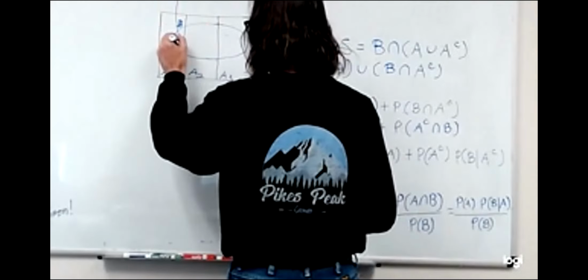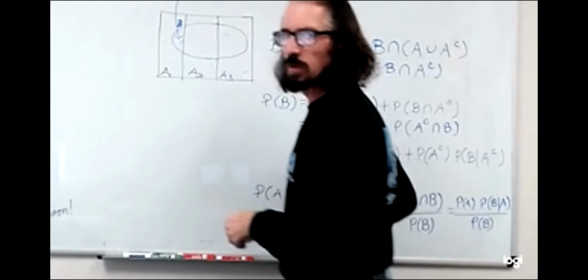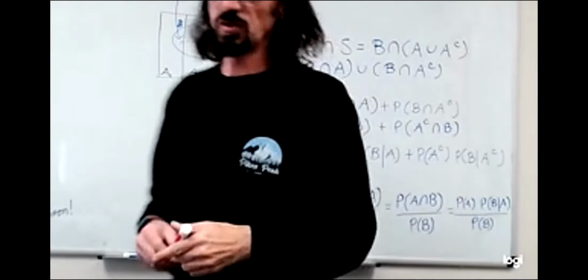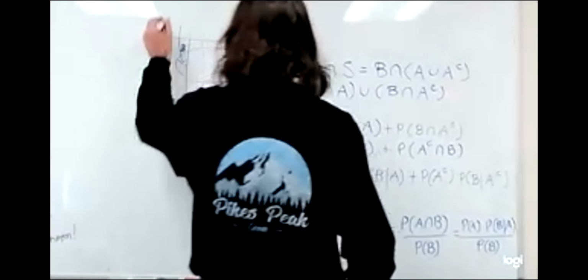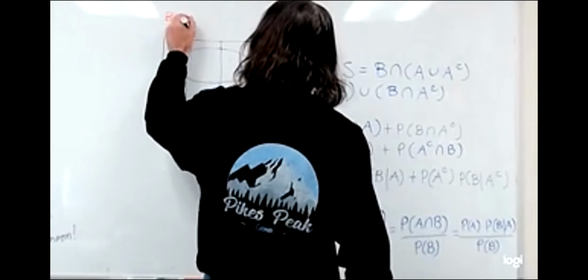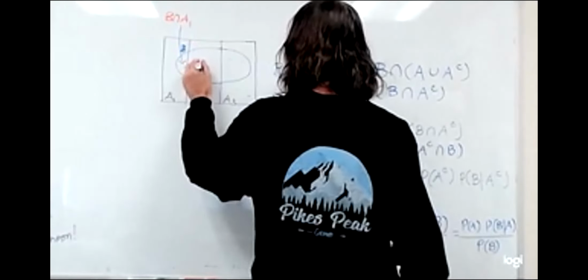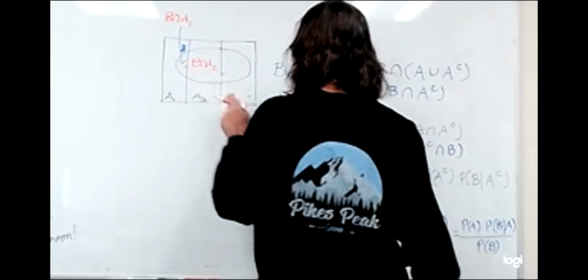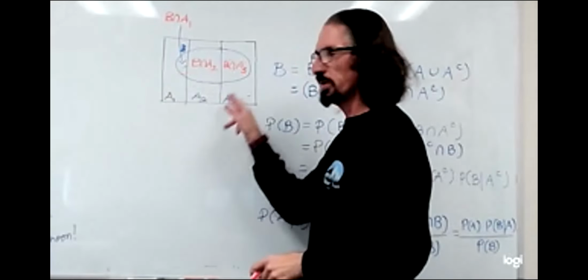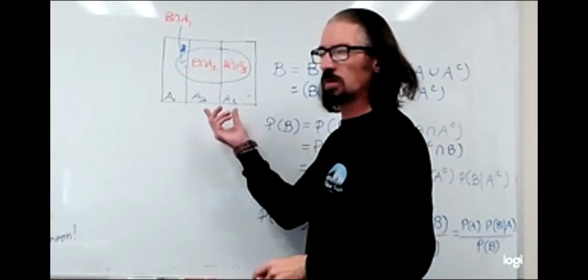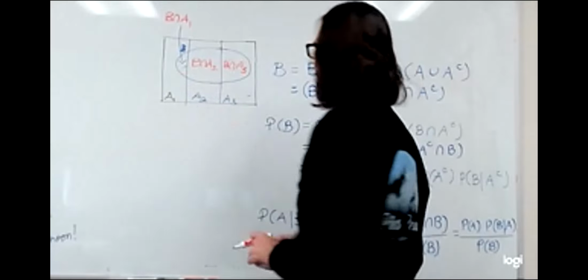Well, then here we've got the intersection of B with A1. Here, B with A2. And here, B with A3 intersecting. Remember, partition. These are mutually exclusive, and their union is the entire sample space.